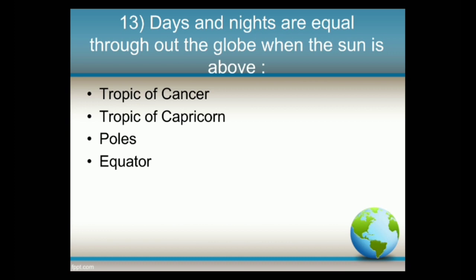Days and nights are equal throughout the globe when the sun is above. Options are Tropic of Cancer, Tropic of Capricorn, poles, equator. And the answer is equator. Days and nights are equal throughout the globe when the sun is above the equator.